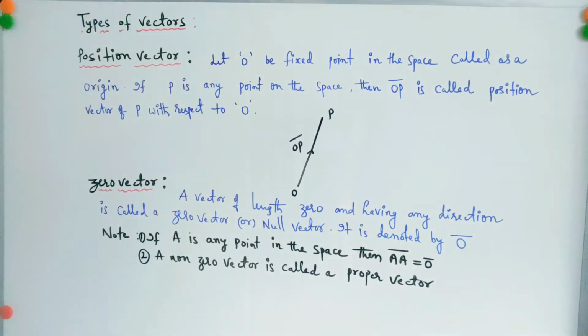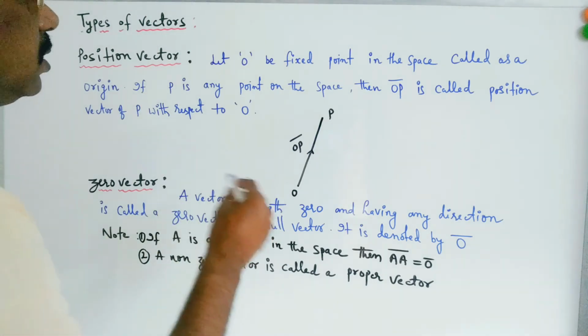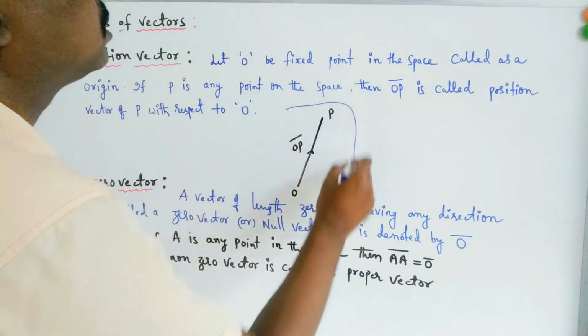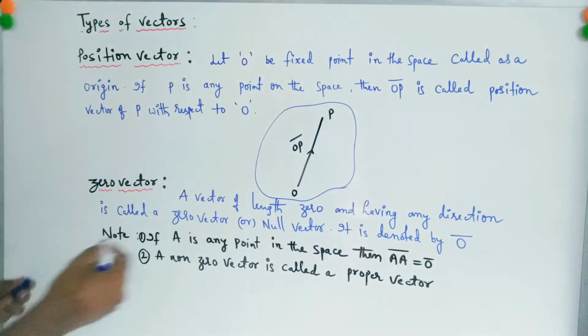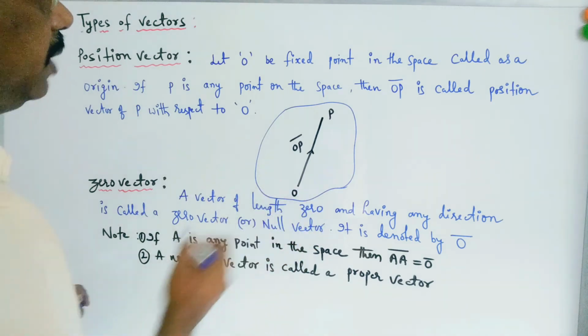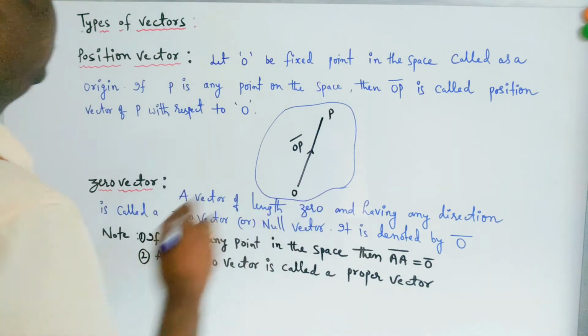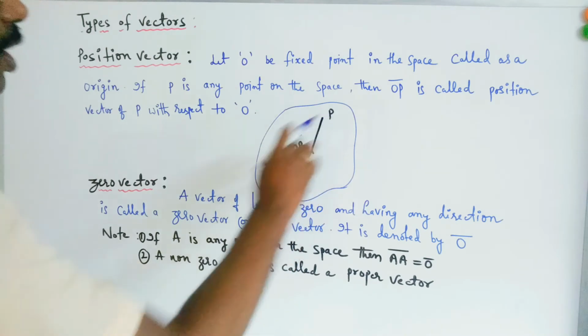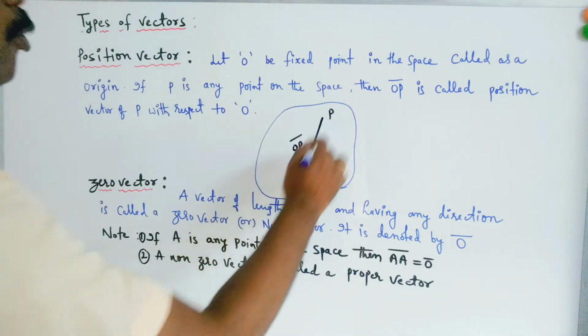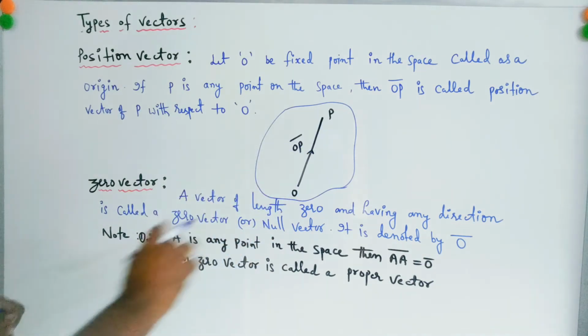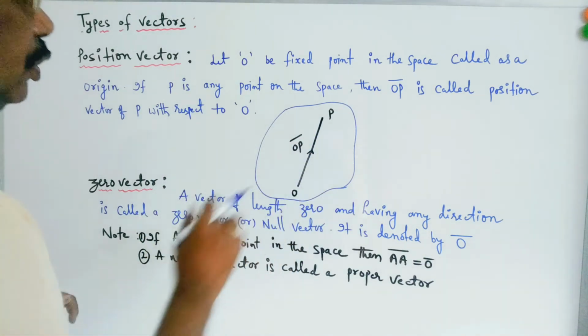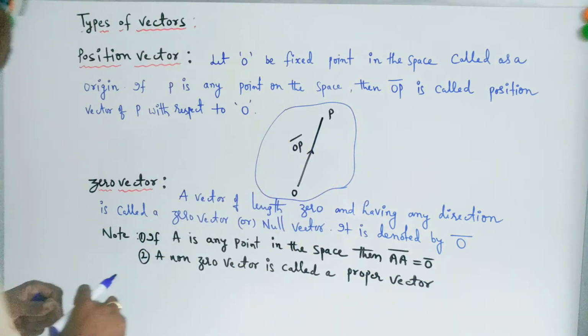Next, types of vectors. First one, position vector. Let us consider a plane or space. Let O be the fixed point in the space, called the origin. If P is any point in this space, then OP bar is called the position vector of P with respect to O.